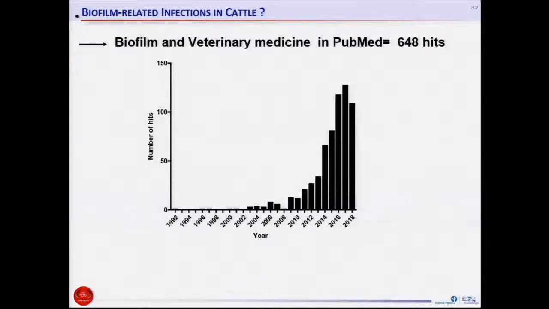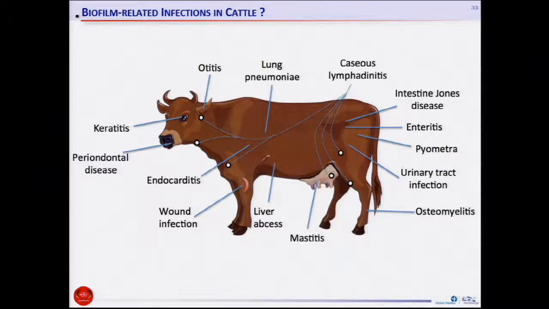If you just look at PubMed, classically, looking at the keywords biofilm and veterinary medicine, you'll find almost 700 hits, and the number of papers where these two words are present is increasing over time. If you look for biofilm and cattle, you'll find something like 600 hits. So basically, yes, probably there are a lot of infectious diseases in cattle or other animals that are due to biofilm.